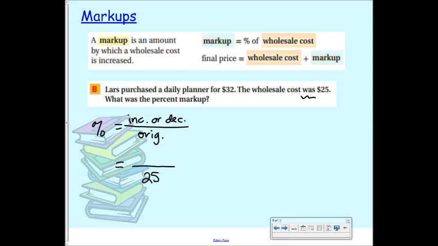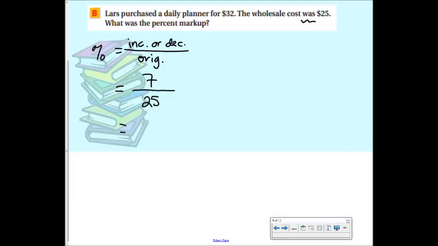All right, and then do I put 32 on top? No. What do I put on top? I subtract it and I get 7. So you've got to do that subtraction to get that top number. Remember, that isn't just the number they give you. All right, so I'm going to do 7 divided by 25, which gives me 0.14, which gives me 14%. So my markup there was 14%.